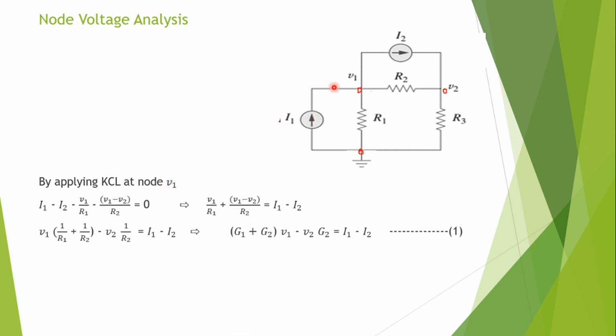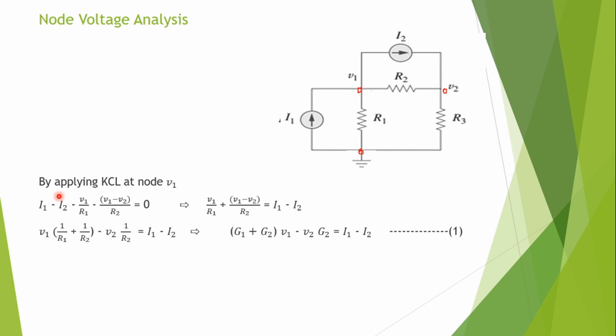I1 is the incoming current, minus I2 because it is outgoing current. These are the source currents. So I1 minus I2, minus V1 by R1, because this is the higher potential. (V1 minus 0) by R1 is the current flowing from V1 to 0, so it is outgoing current. So minus V1 by R1. Here the current direction is outgoing, so minus (V1 minus V2) by R2 equal to 0.